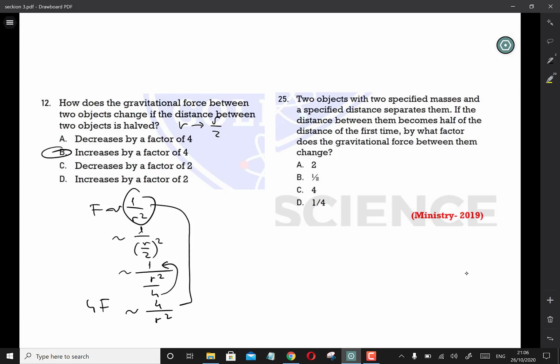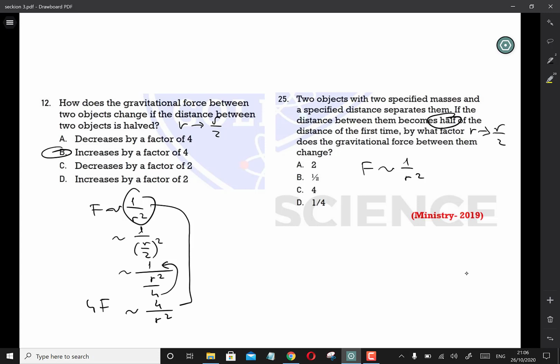And question number 25 is a Ministry exam question. Two objects with two specified masses and a specified distance separating them. If the distance between them becomes half of the distance of the first time, by what factor does the gravitational force change? Same. F is proportional to 1 over r squared. Question tells you that r will be r over 2 because halved means r changes to r over 2.